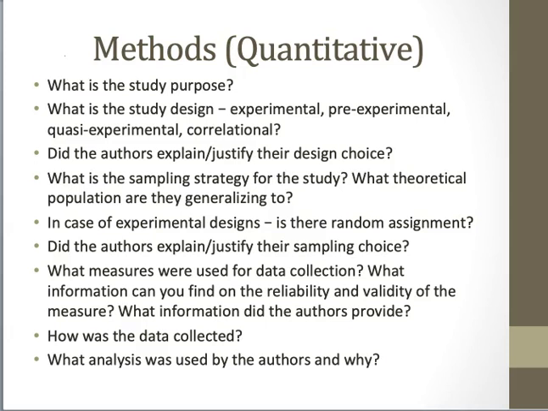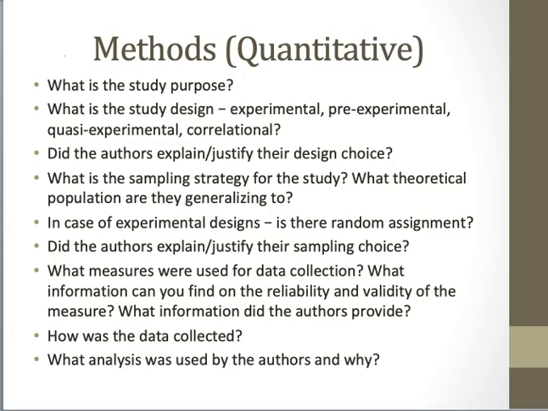So do the authors explain or justify their design choice? So for instance, if they've used a quasi-experimental design or a pre-experimental design, did they explain why they chose that particular design and not an experimental design, for instance? Or if it's a cross-sectional study, which means that they have only collected data at one time point, did they talk about that? Like, what are some of the strengths and weaknesses of that design choice?